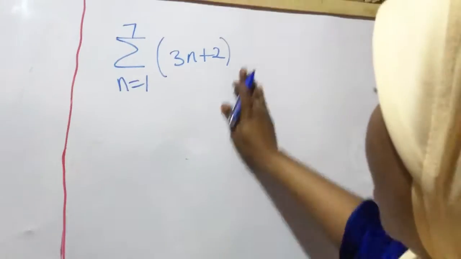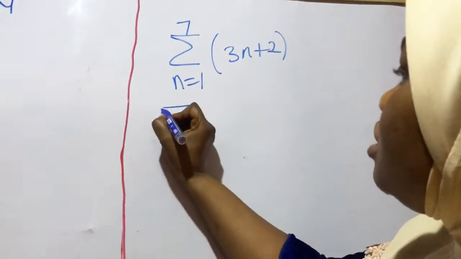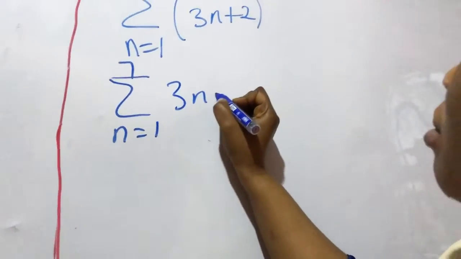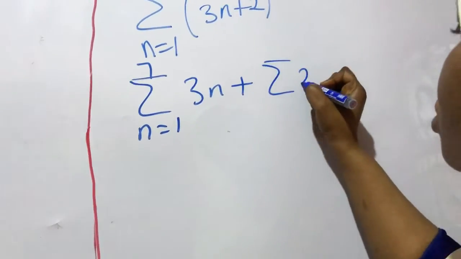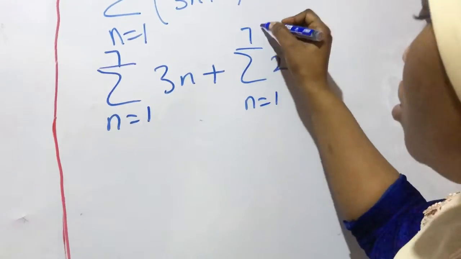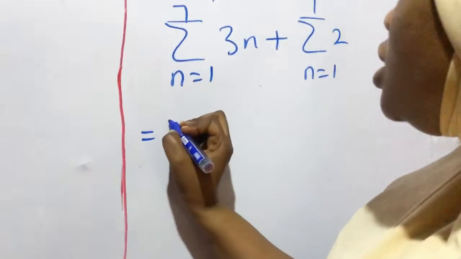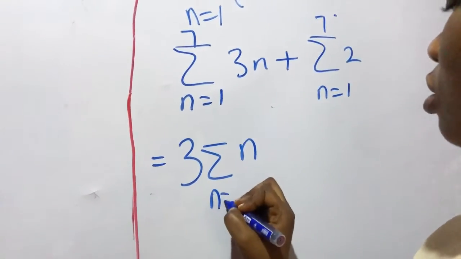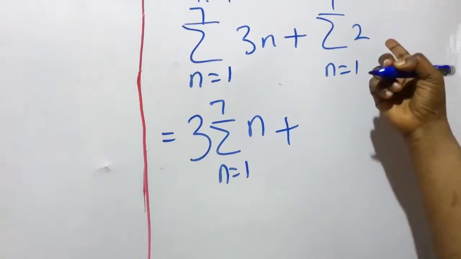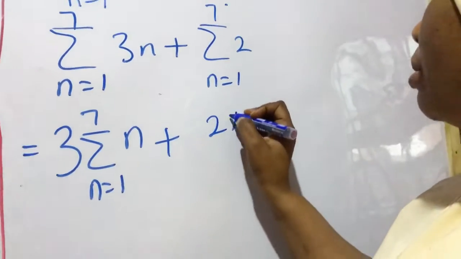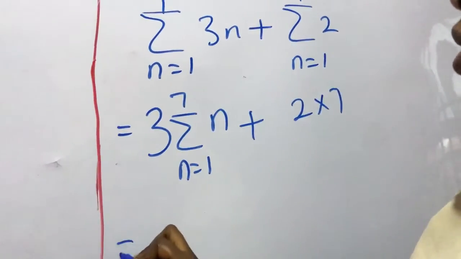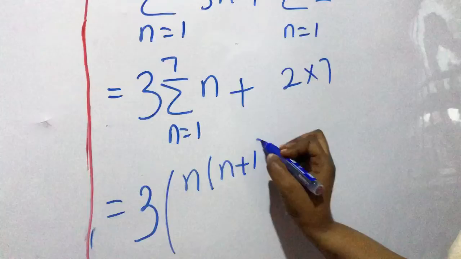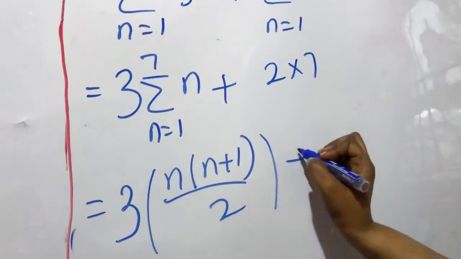Another one, maybe I should leave it with this one to solve for me. But let's quickly solve it. Let's go to 1, then 7, 3n, then plus summation of 2, n is equal to 1, then to 7. So here, you can say that this is 3 multiplied by summation of n, from n is equal to 1 to 7, plus, recall that this one will be 2 multiplied by 7. So here you can now have 3 multiplied by n into bracket n plus 1 over 2 plus 14.